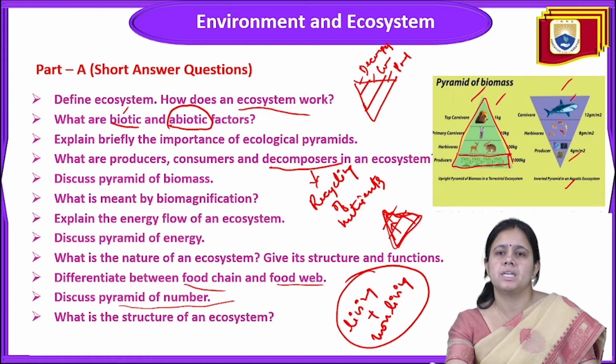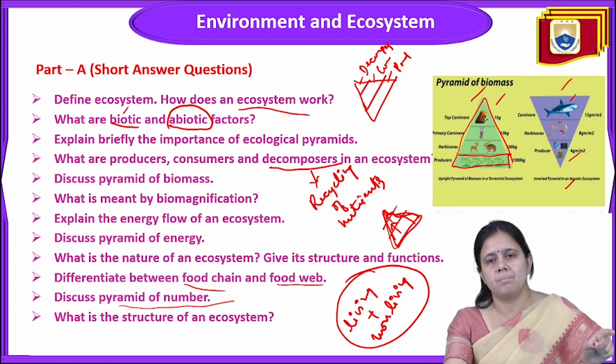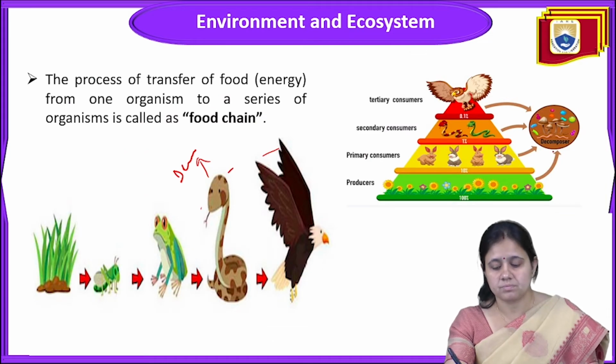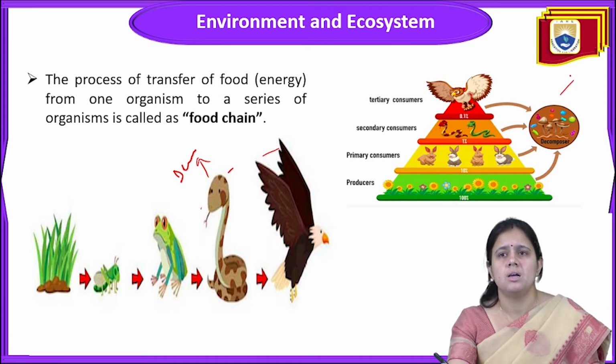The pyramid of numbers is a pyramid structure based on the number of species available in an ecosystem, and again it is the structure of the ecosystem. The structure of an ecosystem is nothing but the interaction of living organisms with their non-living factors, which is called an ecosystem. So this is the picture related to the pyramid.